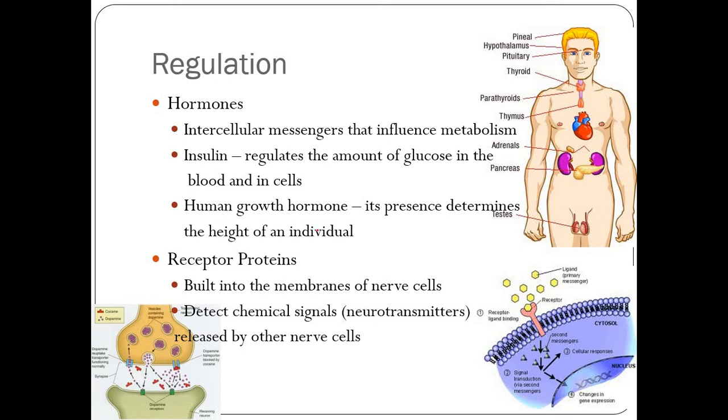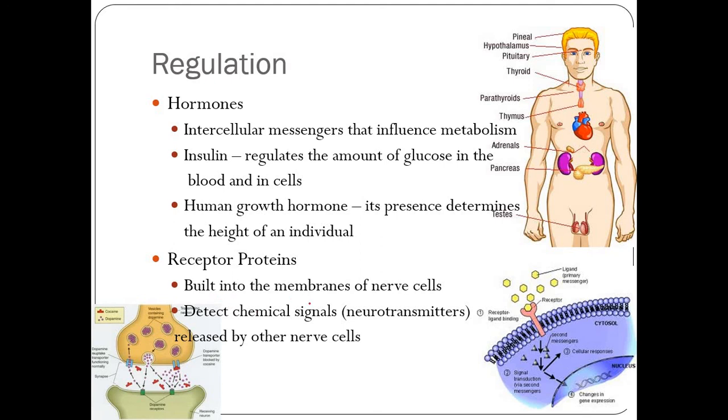Then we have the human growth hormone. So its presence determines the height of an individual. That's what we call the growth hormone. Okay. And then we have receptor proteins. From the word itself, they are proteins. So from receptor, meaning they are the ones that detect.